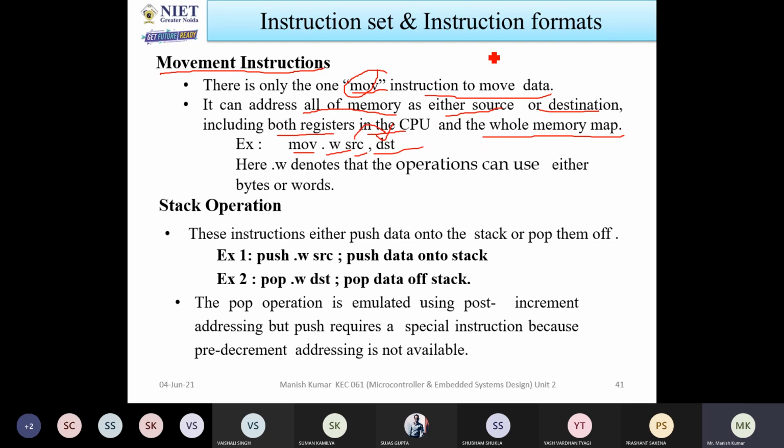But in the case of 8051, if you have written move R2, R5, it means that R5 data will be copied into R2. But in this case, this register is copied into this register, just reverse. So this move.w, this W indicates that this operation can be either bytes or words. So either you can copy the words or you can copy the bytes. It depends upon the source register value.